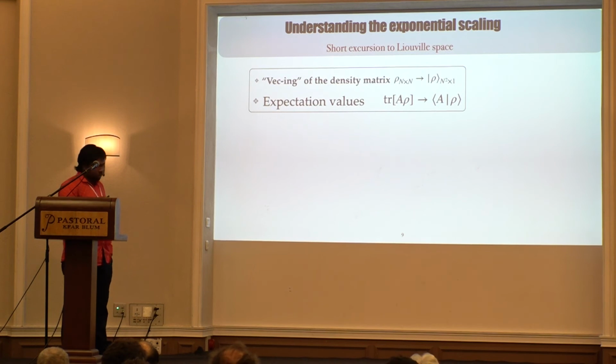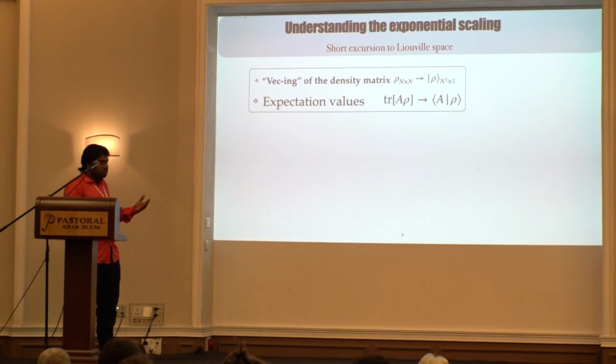So, now let us understand why we have the exponential scaling. To understand this exponential scaling, we need to know a little bit of the Liouville space. I will give a brief introduction of the Liouville space. You have a density matrix, an n by n density matrix. You vectorize it, you just stretch it and make it a vector, and the expectation value looks like this. It's like an inner product between A and rho.